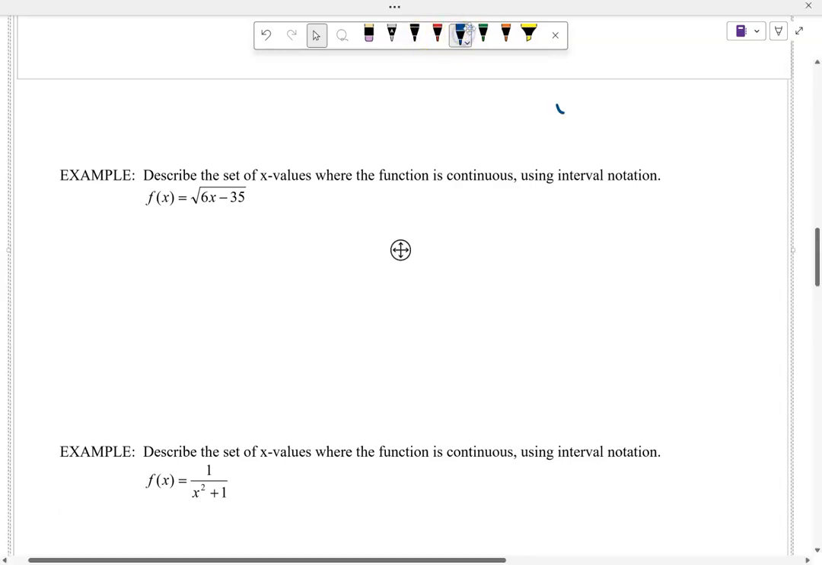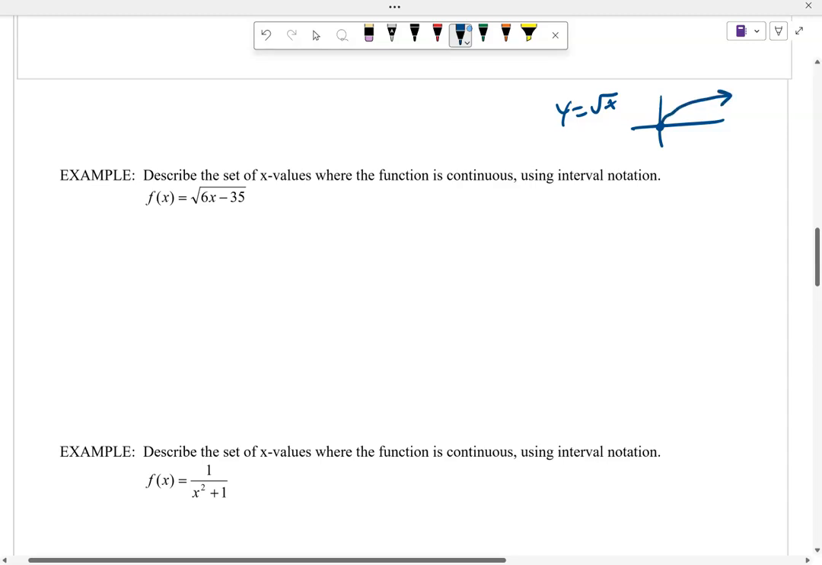The original parent graph of the square root of x is continuous anytime x is greater than or equal to 0, right? We can't take a square root of a negative number, can we? We can only take a square root of 0 or bigger, right? So that would be where that is continuous. So what about this one?